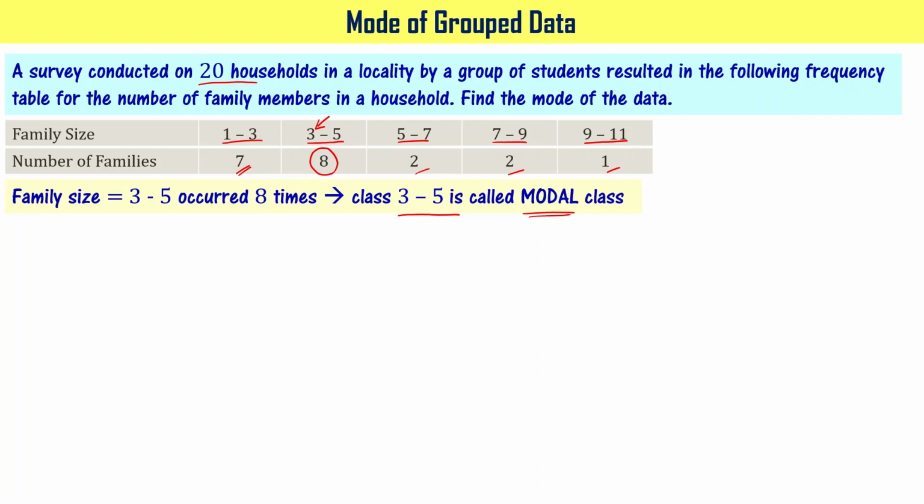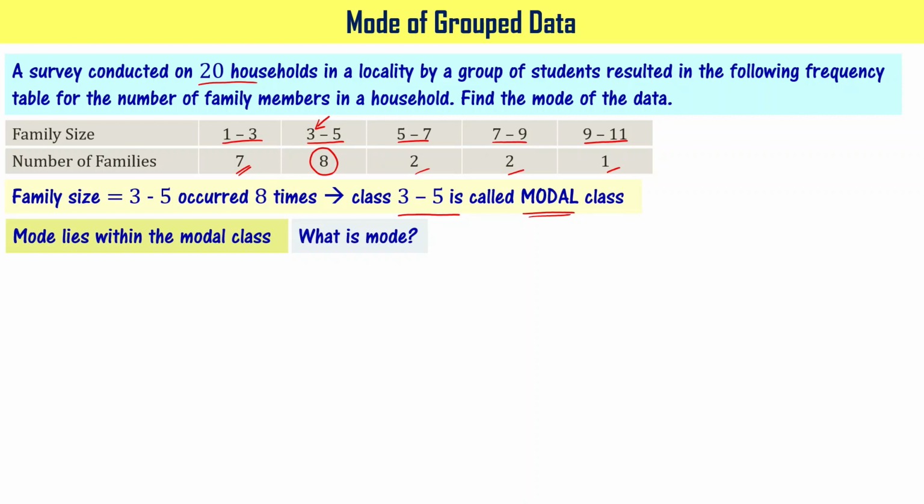Since 3 to 5 is the modal class, the mode is going to lie within that class. But the question is, what is the mode? For the mode of grouped data, the formula is given as L plus (f1 minus f0) divided by (2 times f1 minus f0 minus f2), times h.